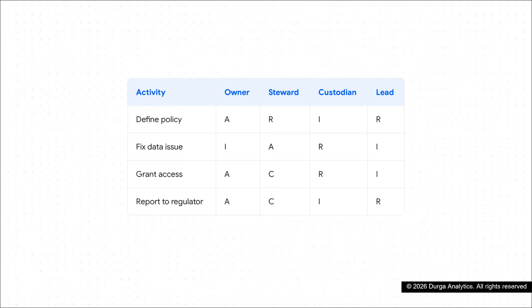Now, jump down to fixing a data issue. Notice the shift there? Suddenly, the data steward is accountable. Why? Because they're the closest to the business logic, so they know what a correct value actually means, while the IT custodian is responsible for executing the back-end fix. But look what happens when we talk about granting access to data or reporting a figure to a regulator. Boom, accountability snaps right back to the data owner. Setting it up this way makes ownership precise, actionable, and completely defensible.